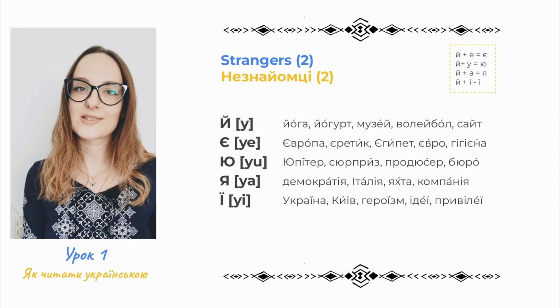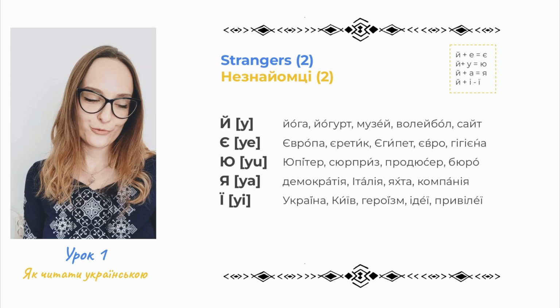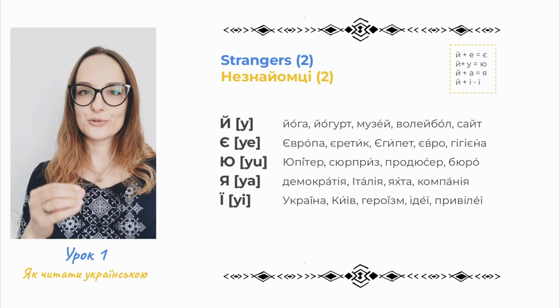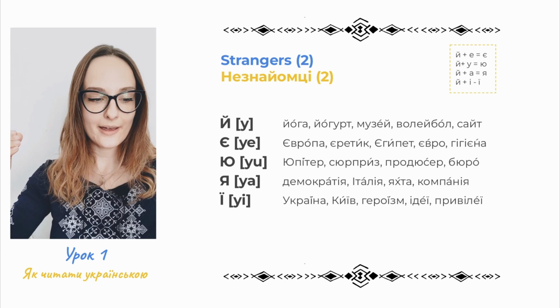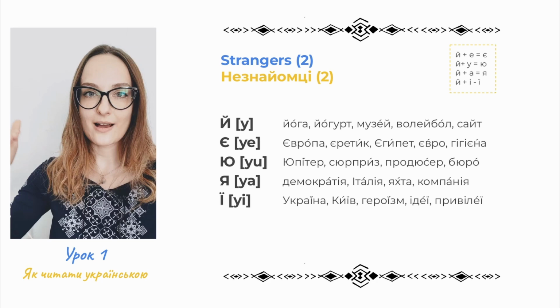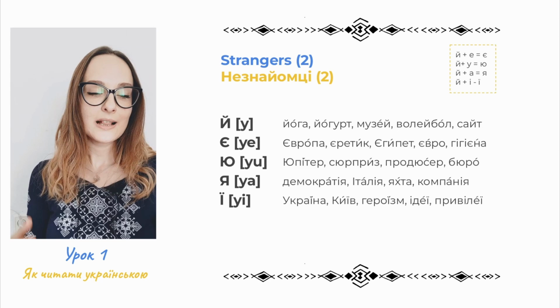Next are four letters, Є, Ю, Я, Ї. They are vowels, so-called iotated vowels. Basically, they include this yot sound and then the usual vowels like E, U, A, and I. That is why we read them like Ye, Yu, Ya, and Yi. Let's read the words with letter Є.